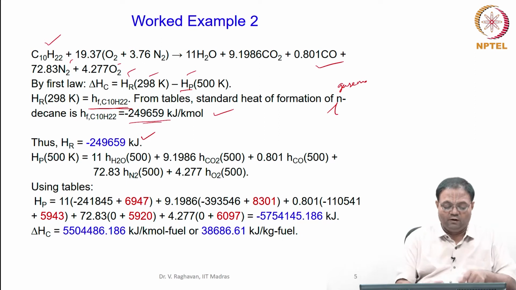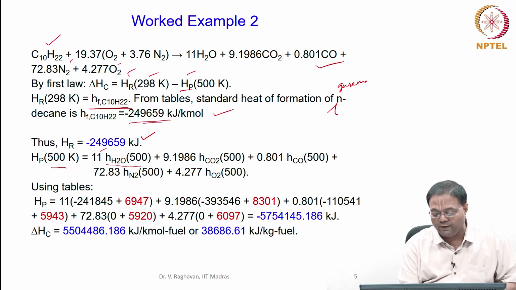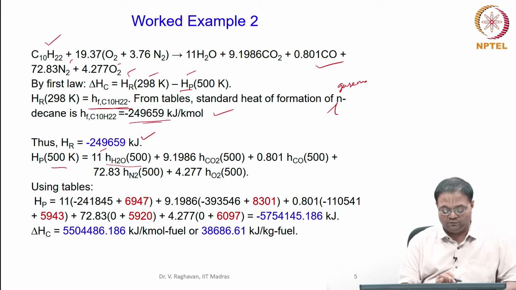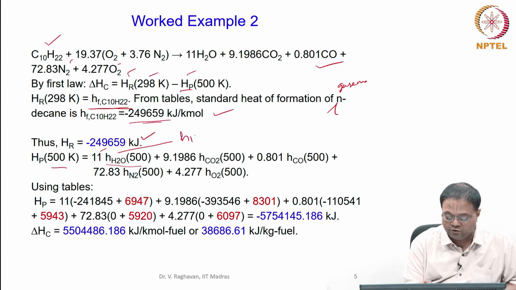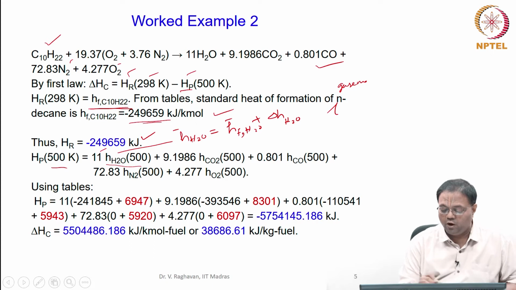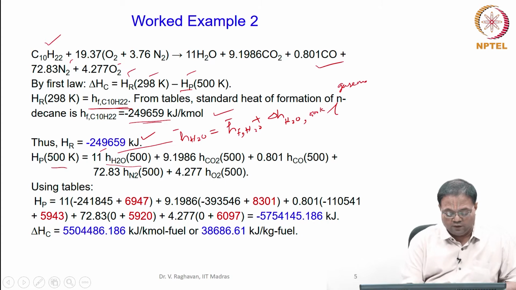HP at 500 Kelvin will be the number of moles of H2O, 11, times the molar enthalpy of H2O, plus the number of moles of CO2 times HCO2. Similarly, you write for the other species. Now using tables, what is this? The enthalpy of H2O will be nothing but HF of H2O plus delta H of H2O at a given temperature, say 500 Kelvin. So that is what I am writing here.